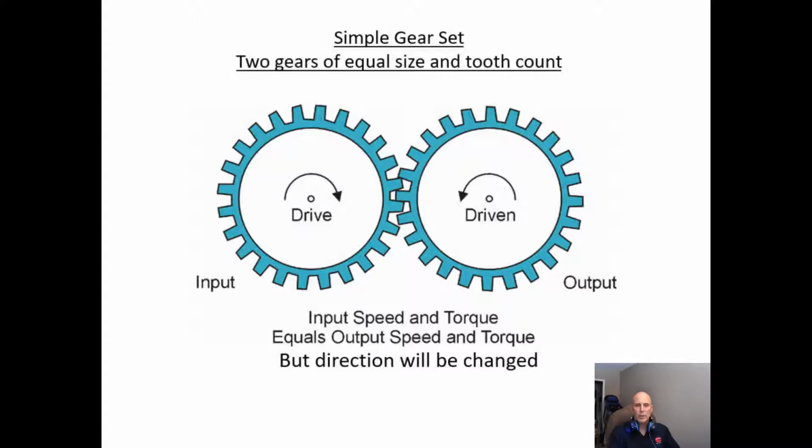and our input torque and output torque will be identical. So when we have two gears or two wheels running together, if they're both the same size, the only thing we get is a change in direction.